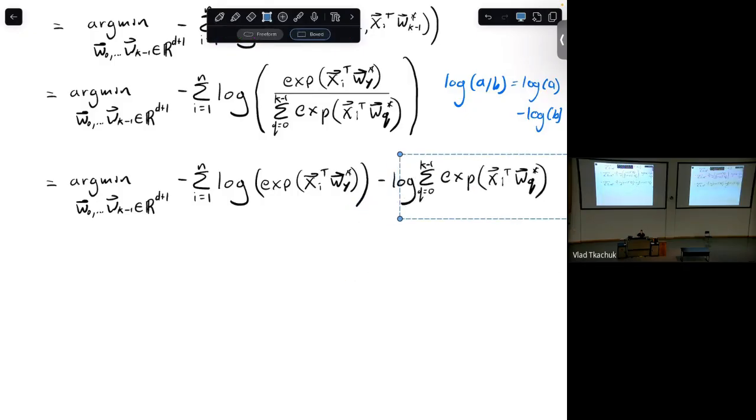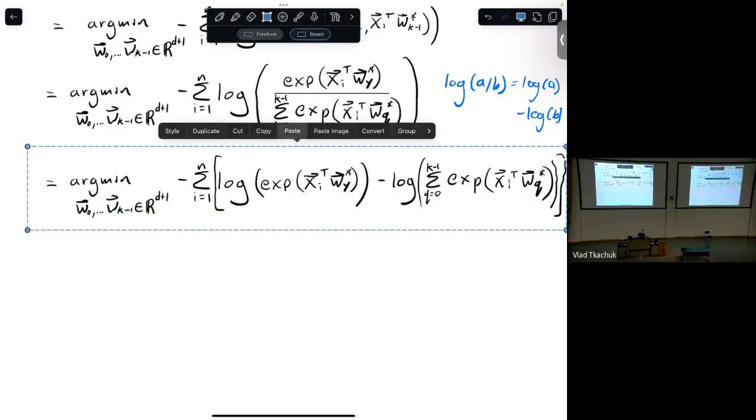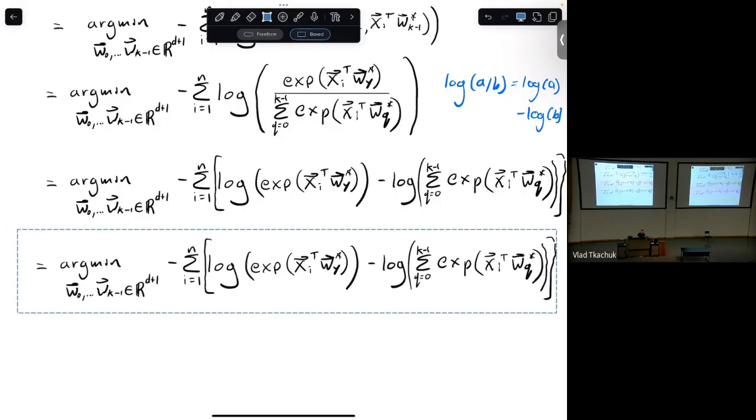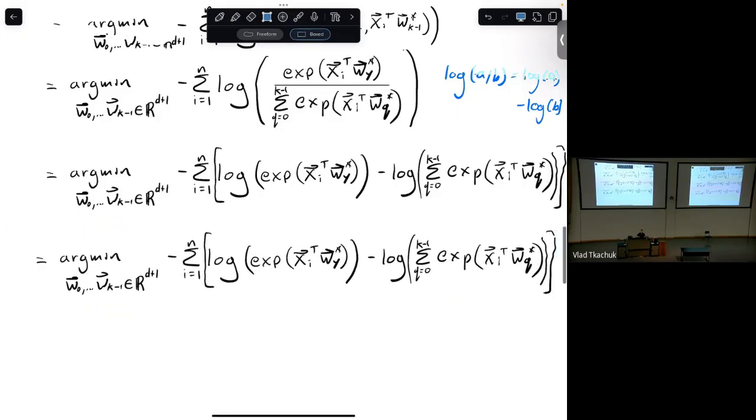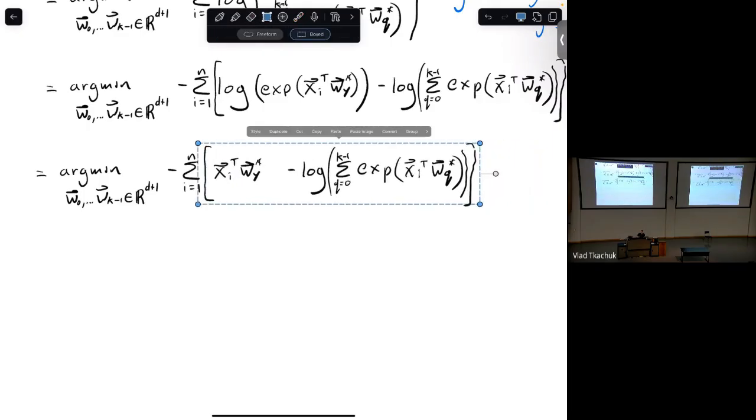I'll keep it. So you get that. And then that's all inside the sum. And then we make one more observation, which is that the first term is a log of the exponential function, and we know what that is. The log of the exponential is just the inside, right? So these cancel out. Okay, and now we're in good shape to write out what is the actual function we're trying to optimize over now.